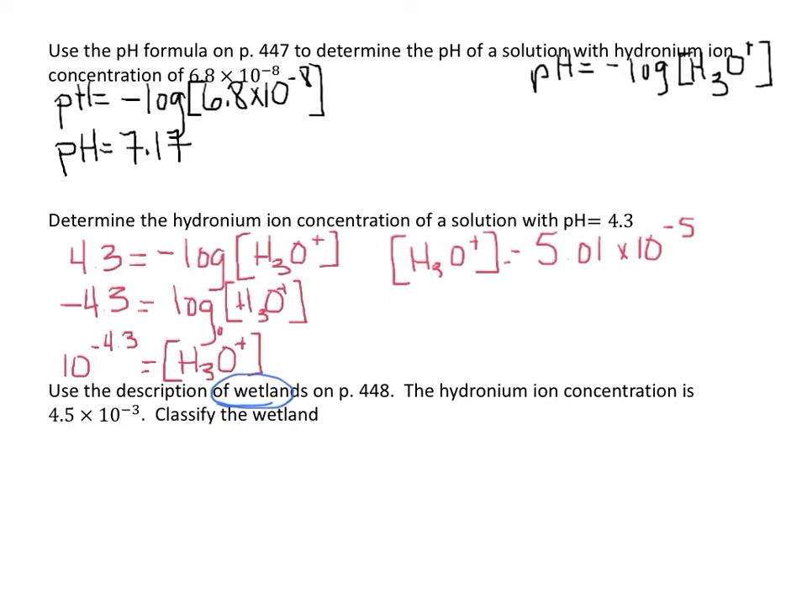Well, first thing I need to do is find the pH. So that just goes into the calculator. And the pH is 2.347. So I look on this list and I find out that if the pH is less than 3, if it's 3 or less, this wetland is a bog.